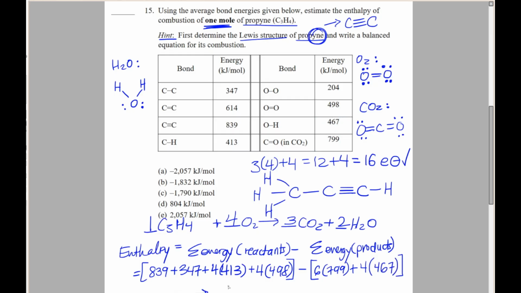And if you plug that into your calculator, you should get negative 1832. It should be kilojoules per mole. And that matches up with answer choice B. So our answer for this question is B.